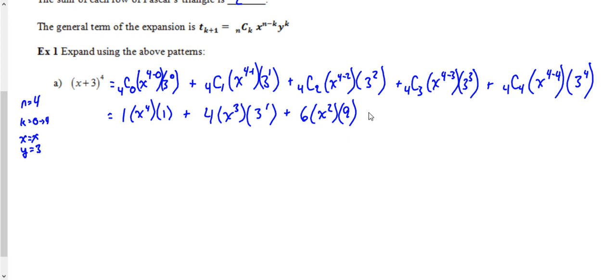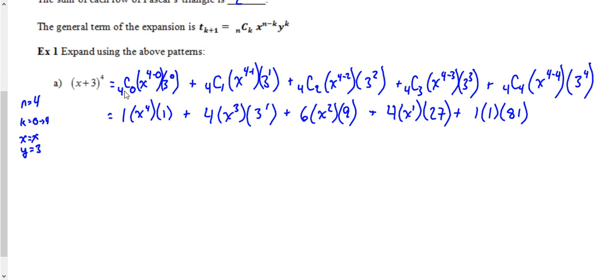Up next is going to be 4 again, x exponent 1, 3 cubed, which is 27. And the last one here is going to be 1 multiplied by x exponent 0, which is just 1 ultimately, so let's write down our 1 right away. And this last term will be 81.